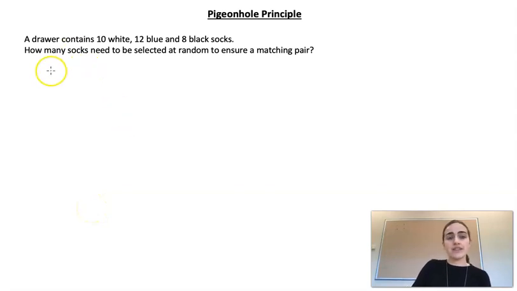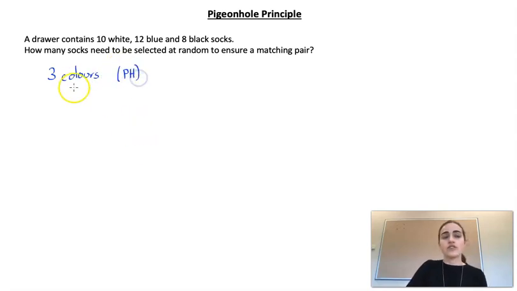What we want to know is that there's 3 colours. So those colours are our pigeonholes. So we've got 3 colours and we want to ensure a pair, which means we need at least one of those pigeonholes, one of those colours, to have at least 2 socks or pigeons in it. So what that means, if we've got 3 colours, we're going to need 4 socks.